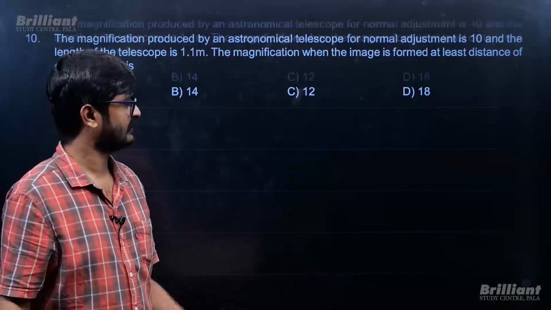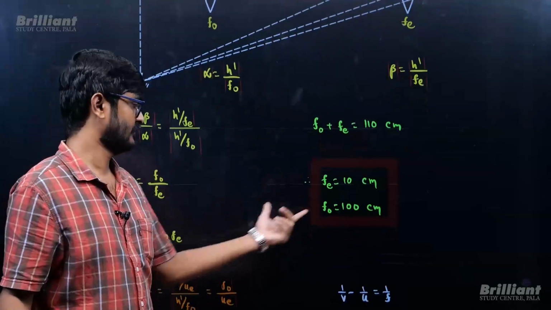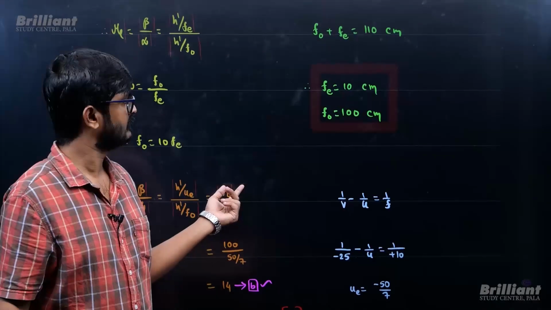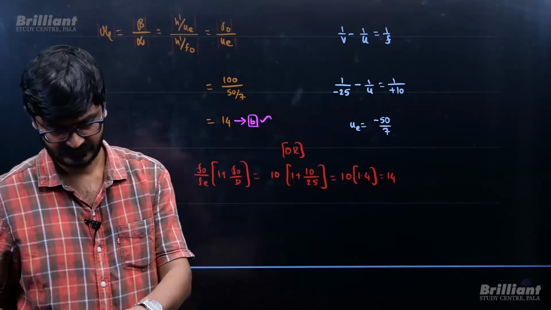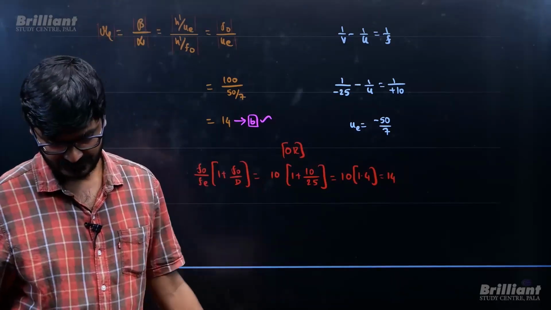So this is the same question I was talking about. Anyway, this information you should be using and getting the answer. After that, you can directly use that. This is Fe. This is not Fo. Okay. Anyway, that's up to you.